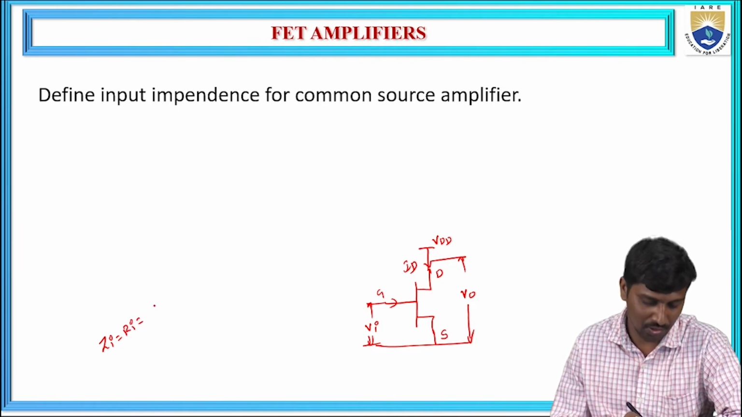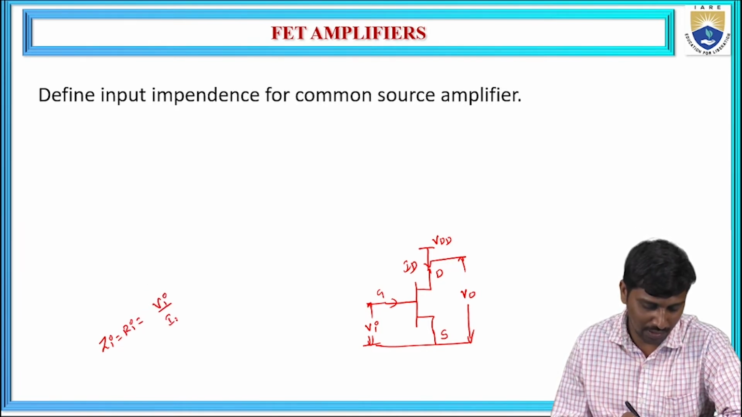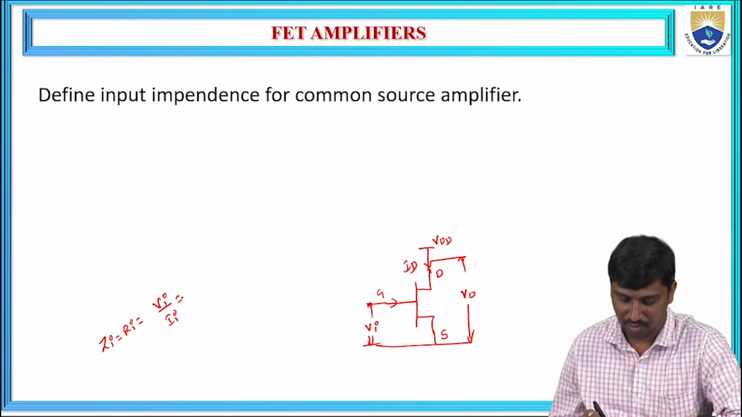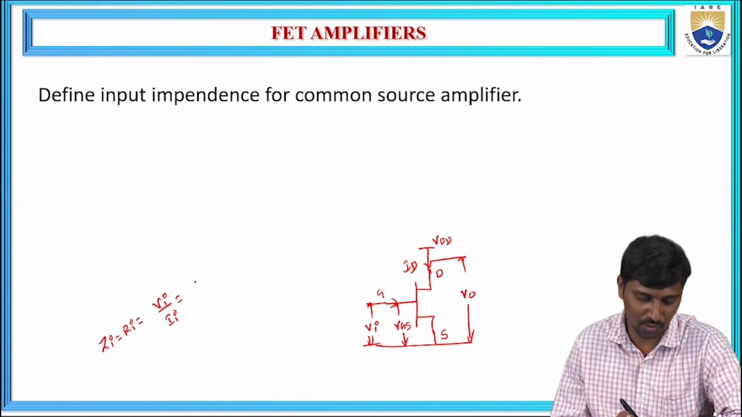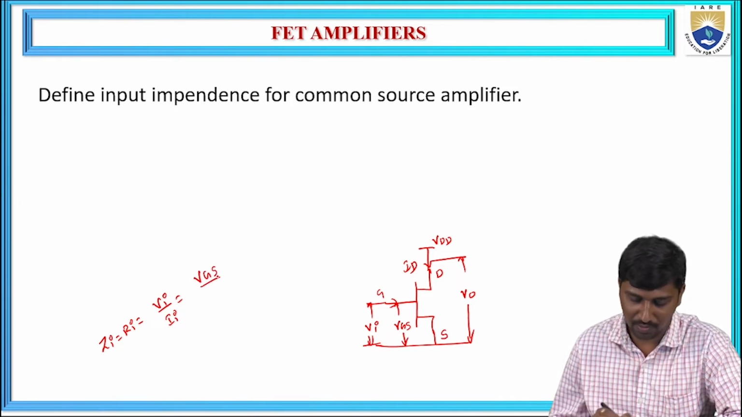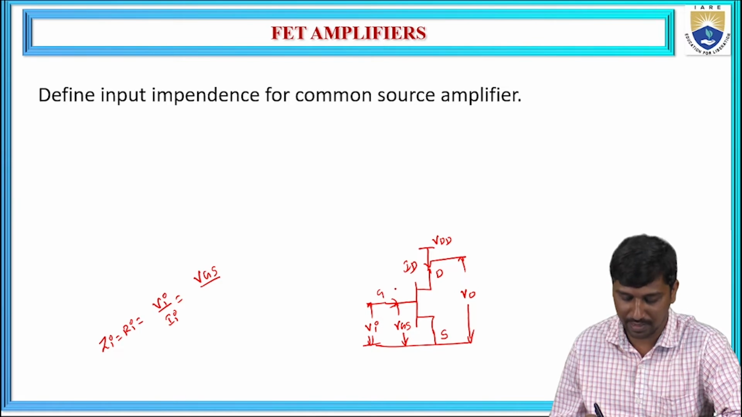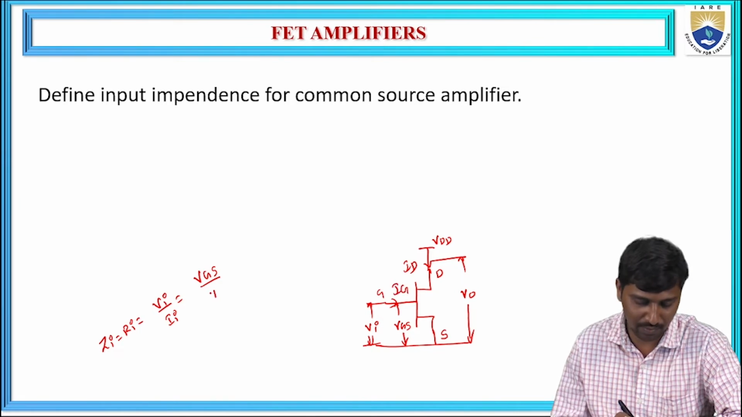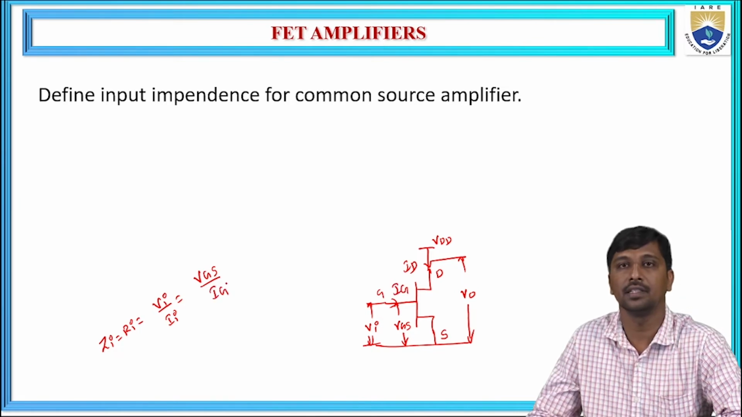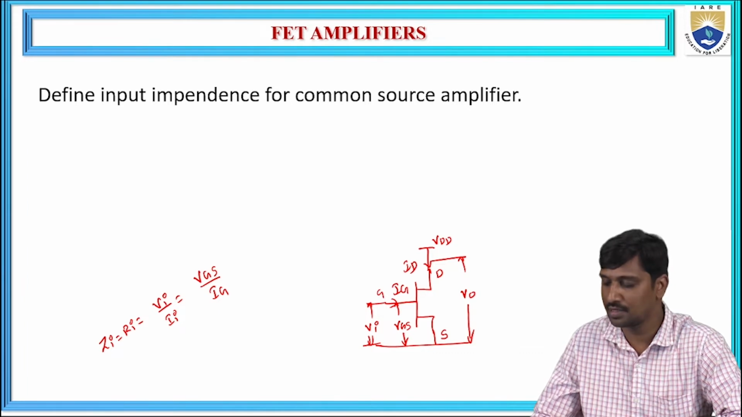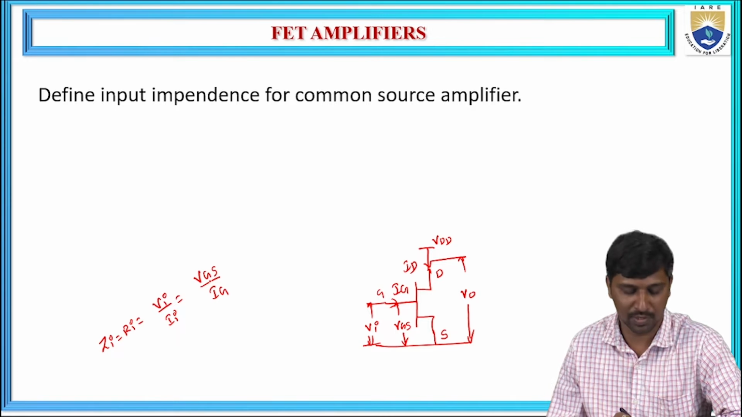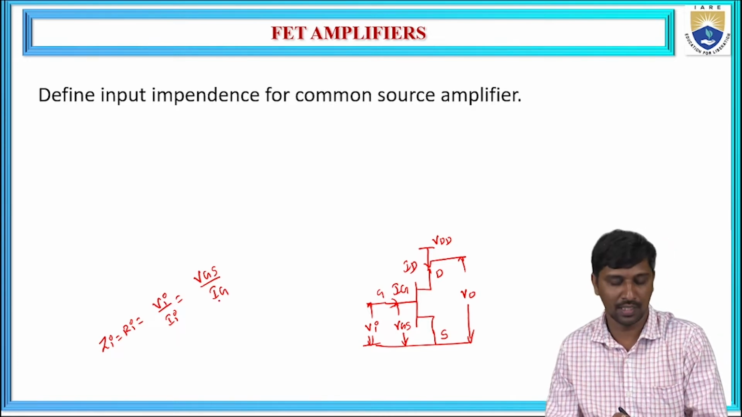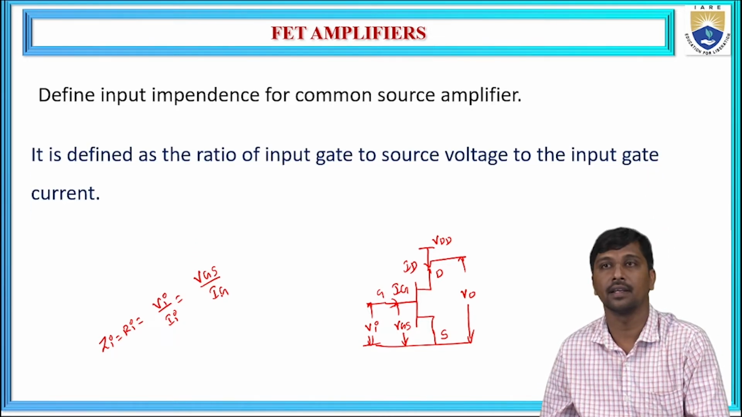It is the ratio of input voltage to the input current. If you observe this input voltage, what is input voltage? The input voltage is between gate and the source, and the input is passing through the gate, hence it produces the gate current. That input current is Ig. So it is defined as the ratio of input voltage to the input current, that is gate to source voltage to the gate current.